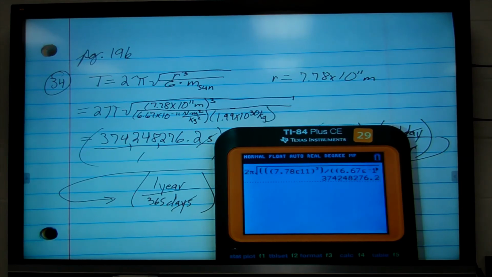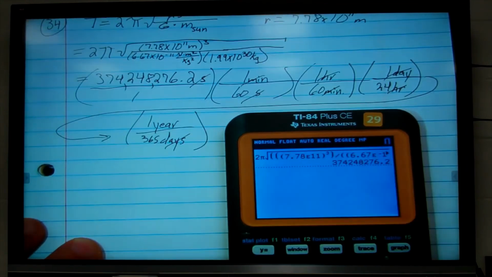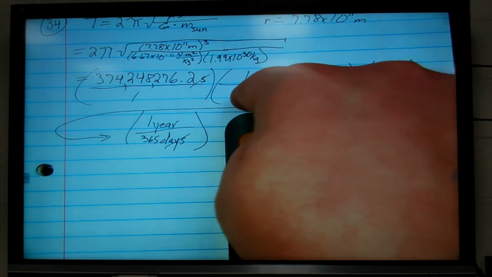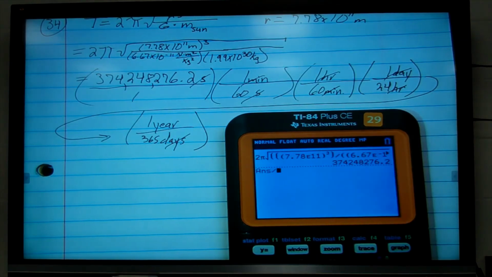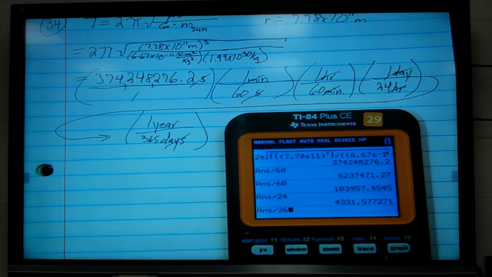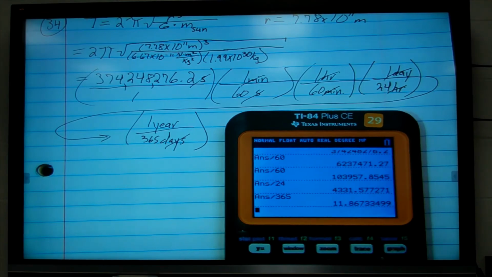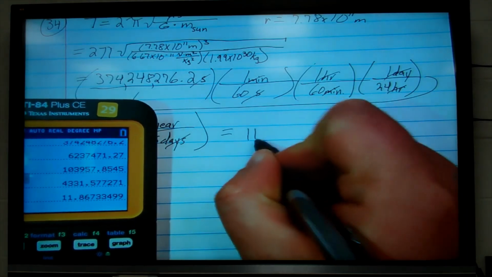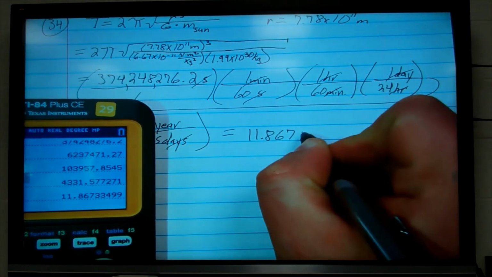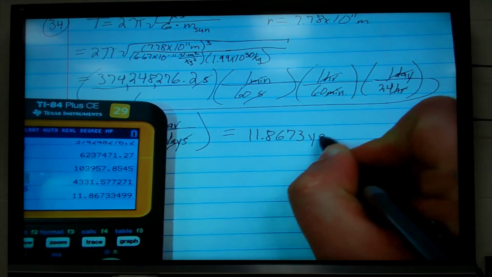Then hit enter. Okay. And then you get 374,248,276.2 seconds. Then this is what we have to do now. Everything that's in the denominator, you're going to divide it by. So divide by 60, divide by 60, divide by 24, divide by 365. And we find it to be, so this is equal to 11.8673 years.